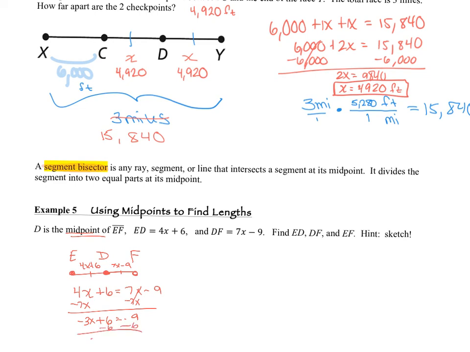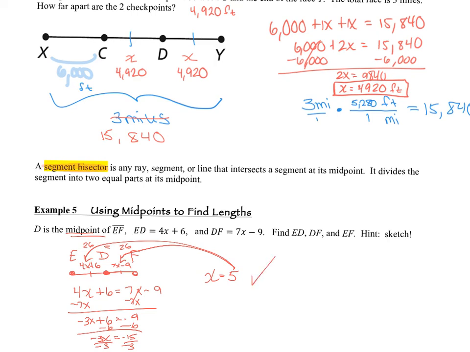Subtract 6 from both sides. Negative 3x equals negative 15. Divide both sides by negative 3. And x equals 5. And we can check our work. So if you plug that 5 into both of these, on the first one you get 4 times 5 is 20 plus 6 is 26. And on the next one you get 7 times 5 is 35 minus 9 is 26. So they do equal each other, so that was correct.